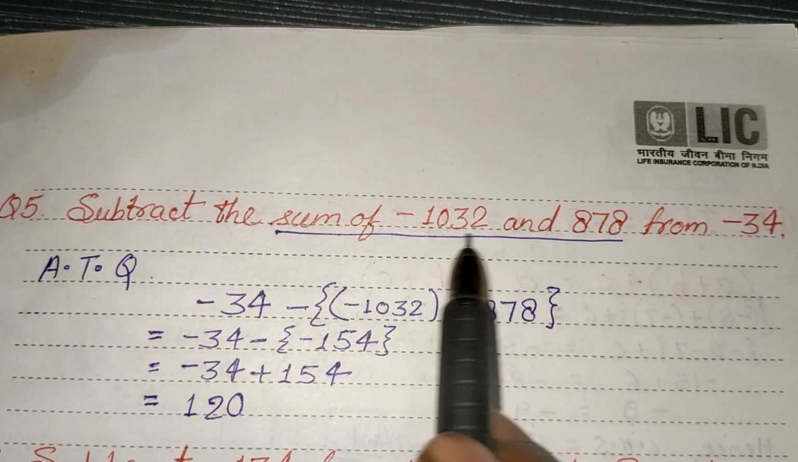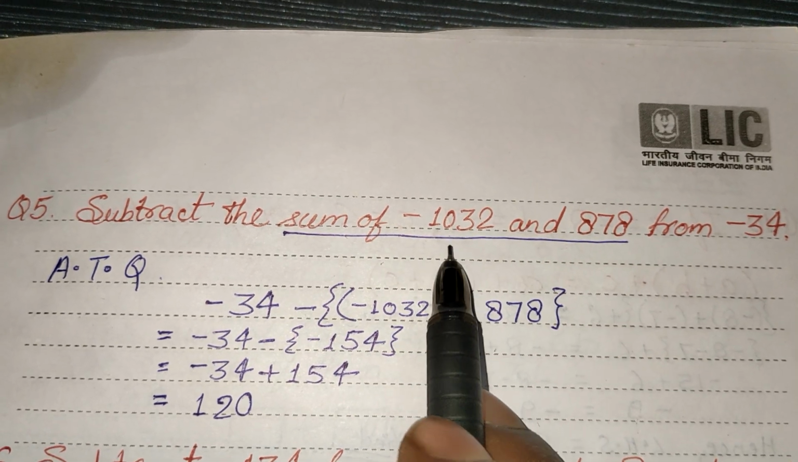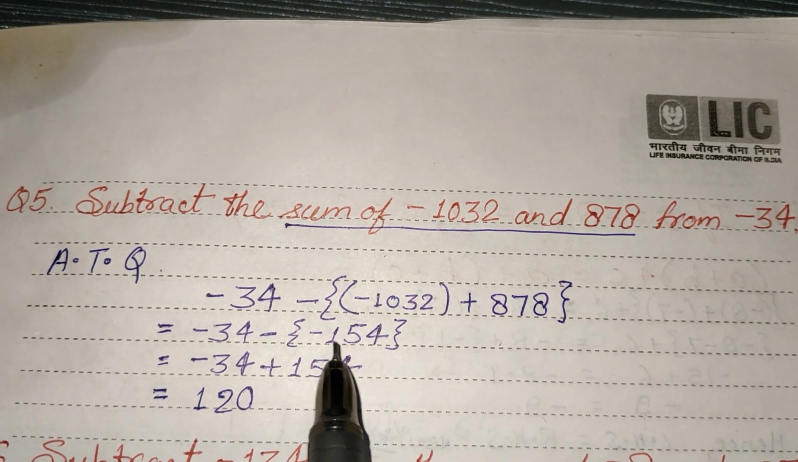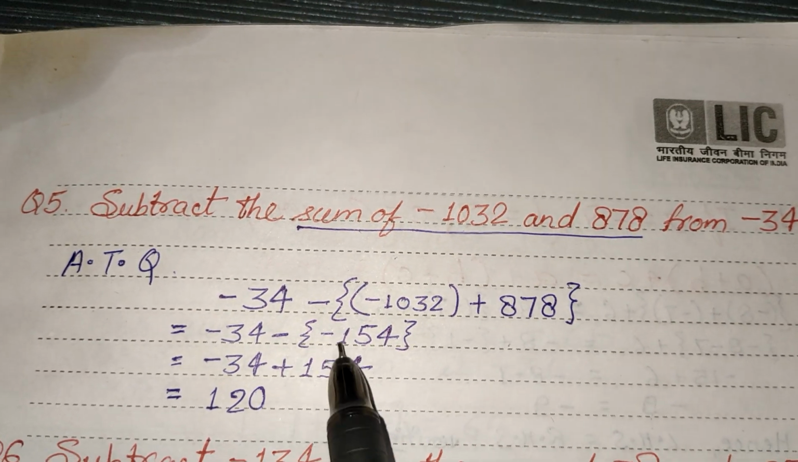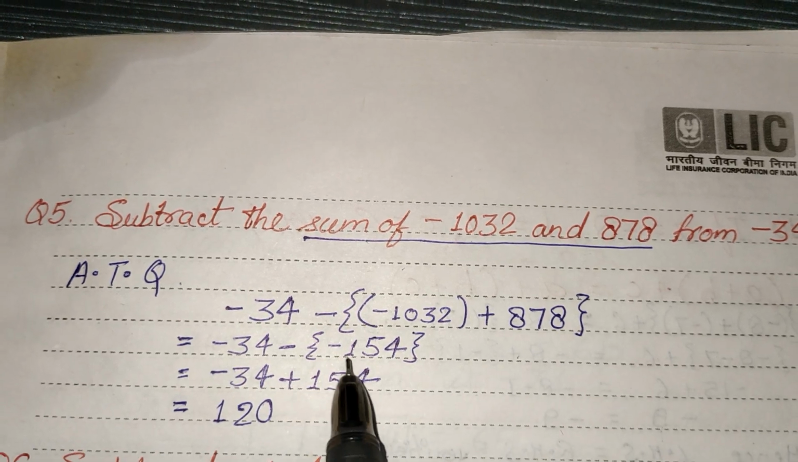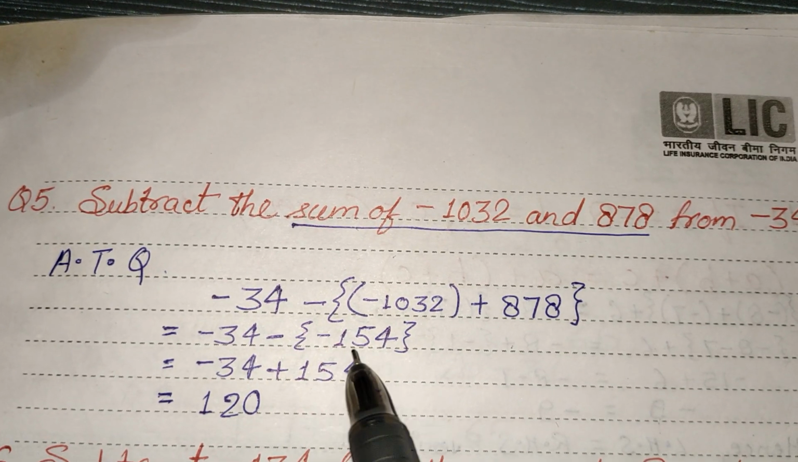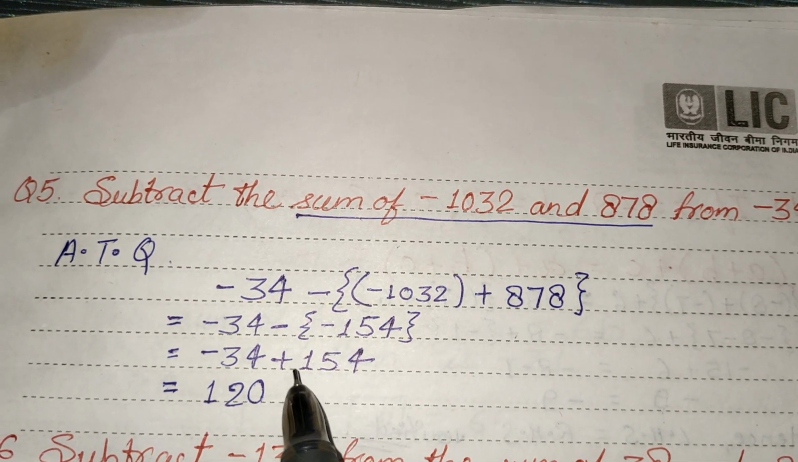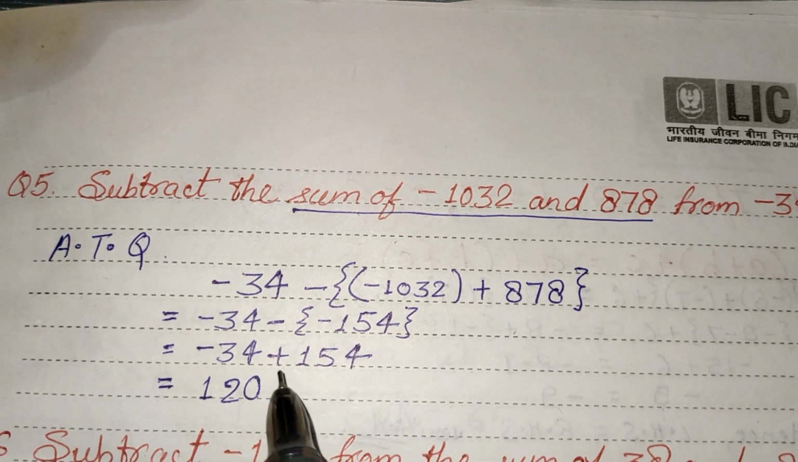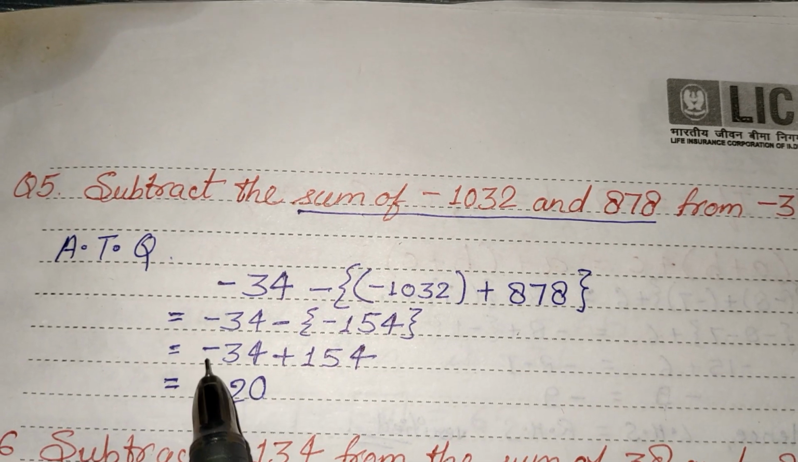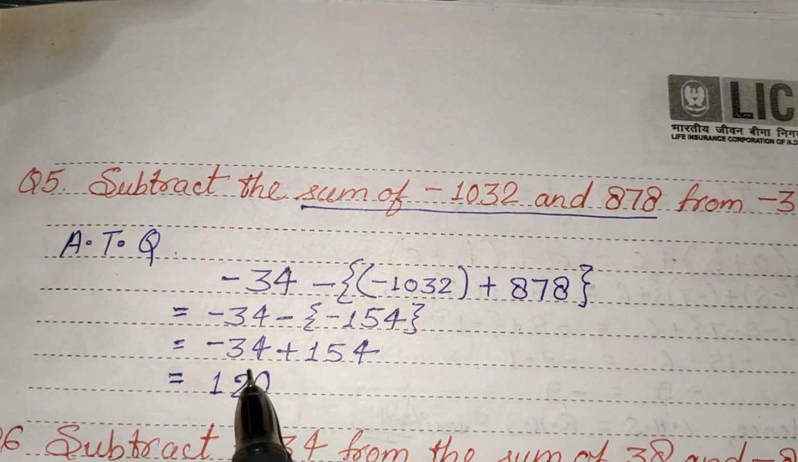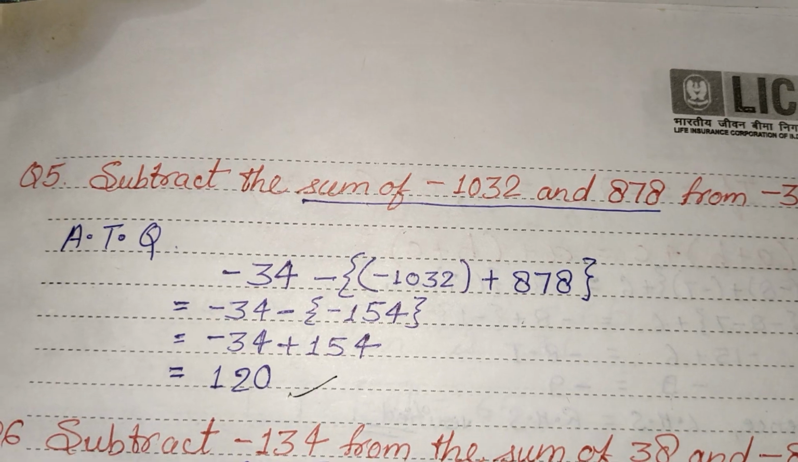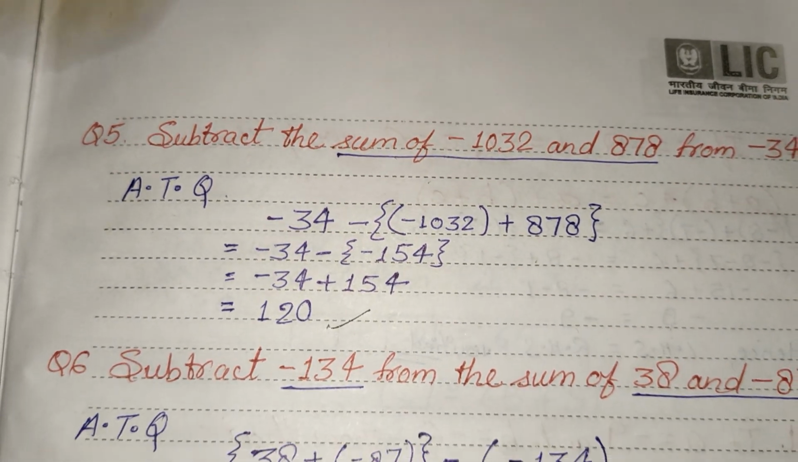Now you have to add them because you have to subtract it. So first you have to add them. Adding, you get minus 154. Now you can do subtraction here. Minus minus minus minus, this minus inverse it, and we get minus 154 as plus 154. Now minus plus, we have to do minus. Now minus it, you will get 120.